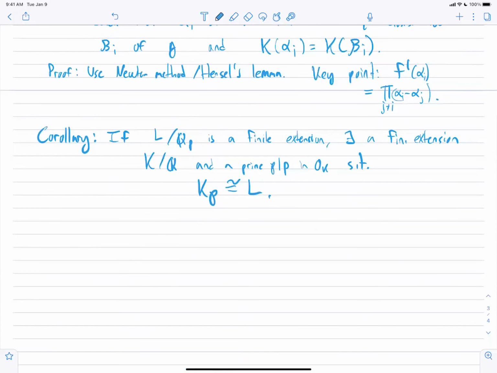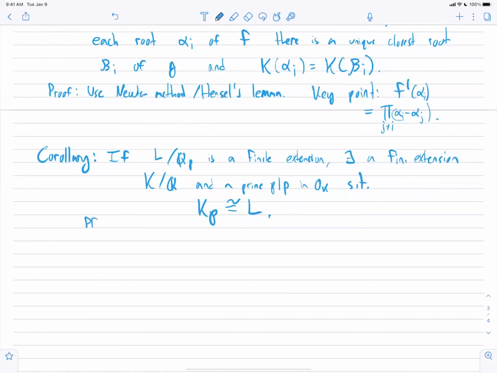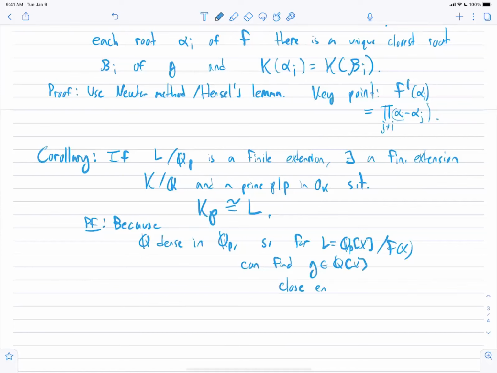And the reason this is a corollary is, I won't spell out all the details, just because Q is dense in Q_p. So for L equal to Q_p[x] mod f(x), can you find g in Q[x] close enough to f to apply the previous lemma, or the previous result, to apply Krasner's lemma.